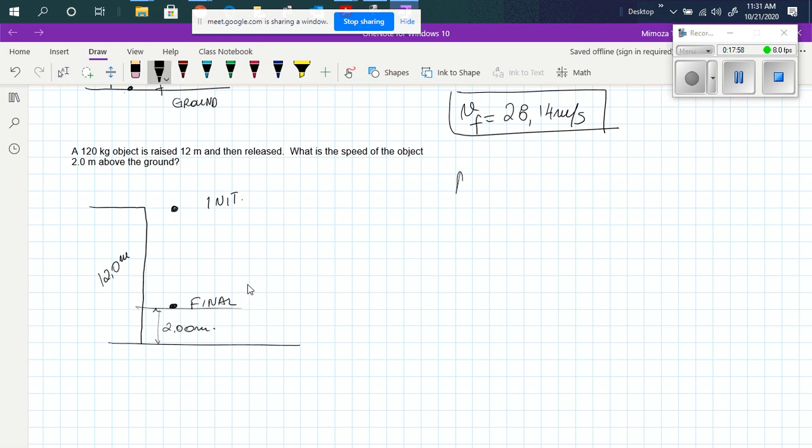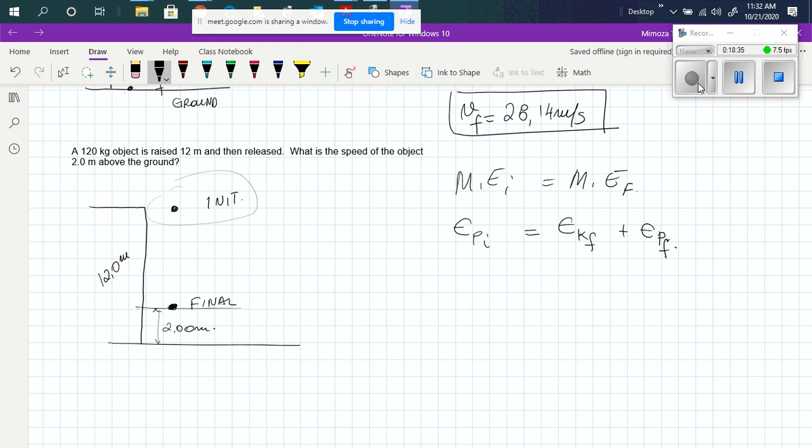Okay, so we'll start. Mechanical energy initial is equal to mechanical energy final. What type of energies do we have at the initial position? Kinetic, potential, or both? Answers on the chat, please. It is only potential, so potential energy at the initial. And then at this point here, what do we have? Kinetic, potential, or both? Answers on the chat? Both. So we have kinetic and potential.